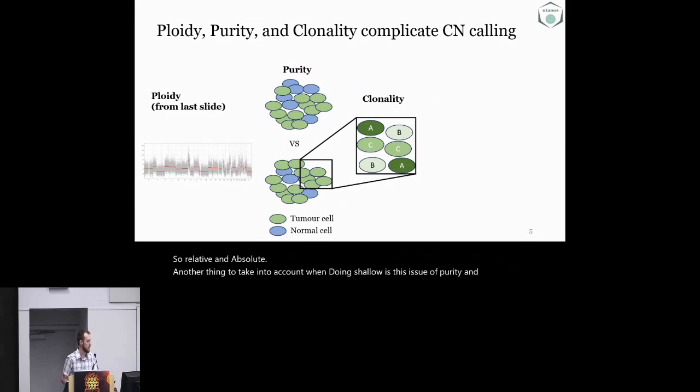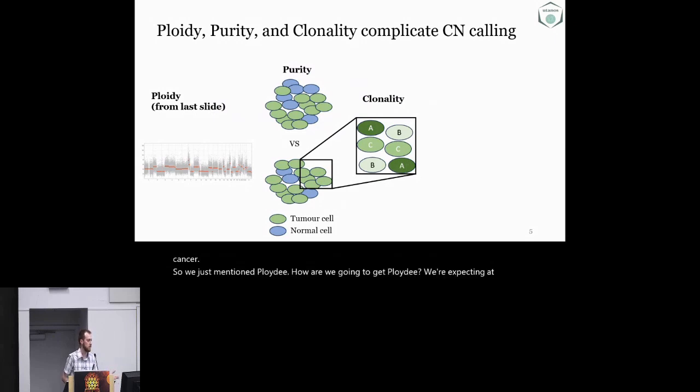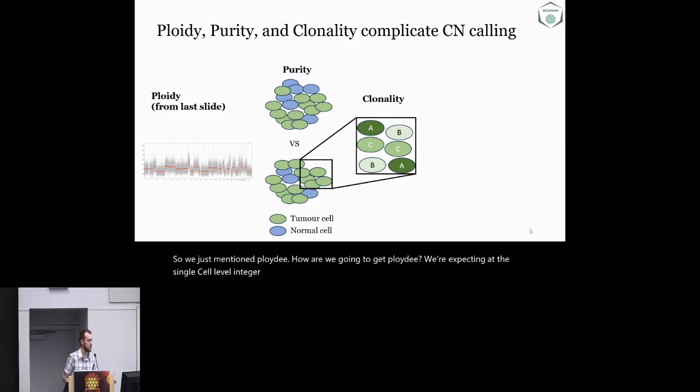So, relative and absolute. Another thing to take into account when doing shallow is this issue of purity and clonality in cancer. So we just mentioned ploidy. How are we going to get ploidy? We're expecting at the single cell level integer ploidies. Ploidy of 2 makes sense, a ploidy of 4 makes sense, but we get a lot of bins between those two. We get a lot of variability, and that's a lot because of purity and clonality.